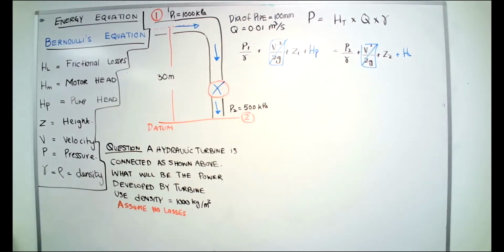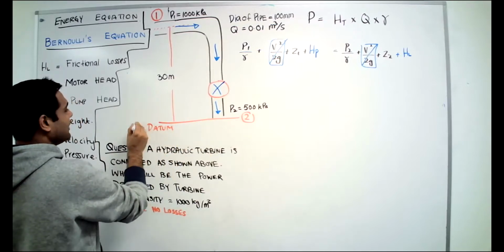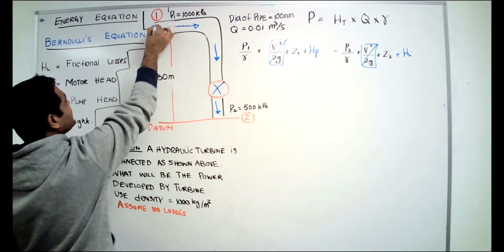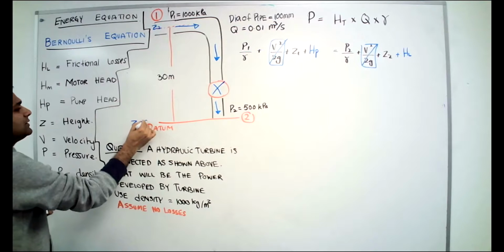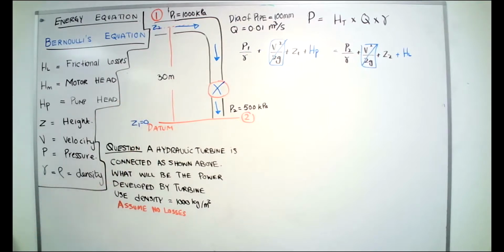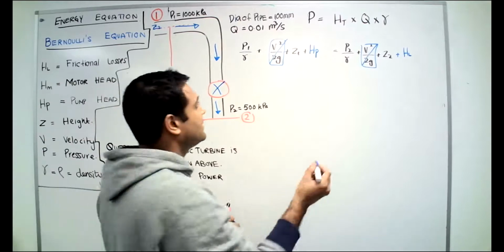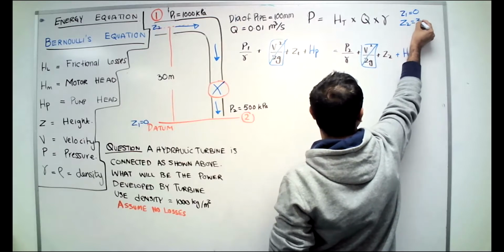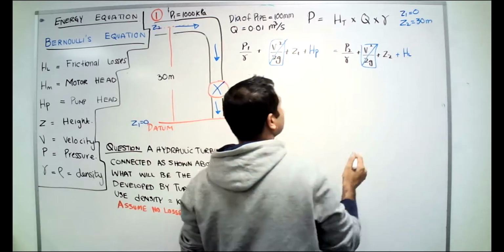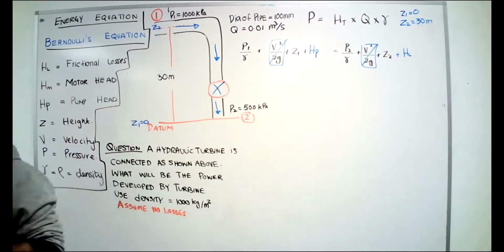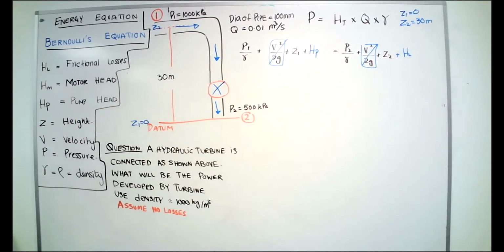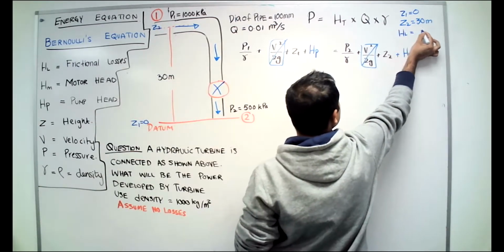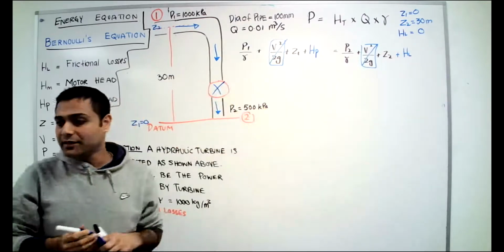Now Z1 is 0. This is Z1 and that is Z2 all the way here. That's Z2. So Z1 equals 0 and Z2 is 30 meters. So I can just put the value. Now also there are no losses, so HL is going to be 0 because there are no losses. That thing will be 0.